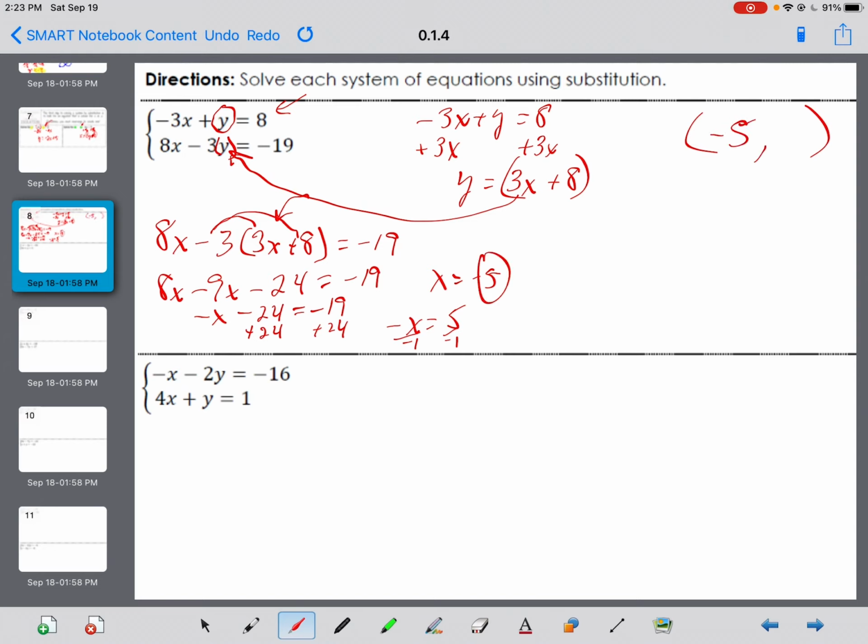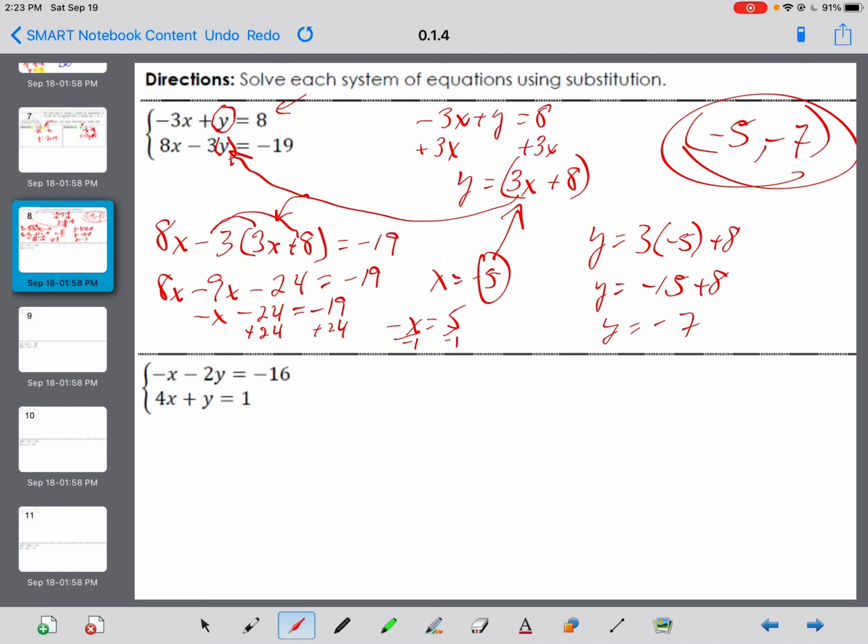Now I'm going to take that, I'm going to plug it back in over here, the original equation that I started with. Don't plug it back into itself. I mean, you could, but there's more work in that equation. This one's already set up to tell me what y equals. I just do 3 times, stick in the negative 5 for x. Y equals negative 15 plus 8, so y equals negative 7.